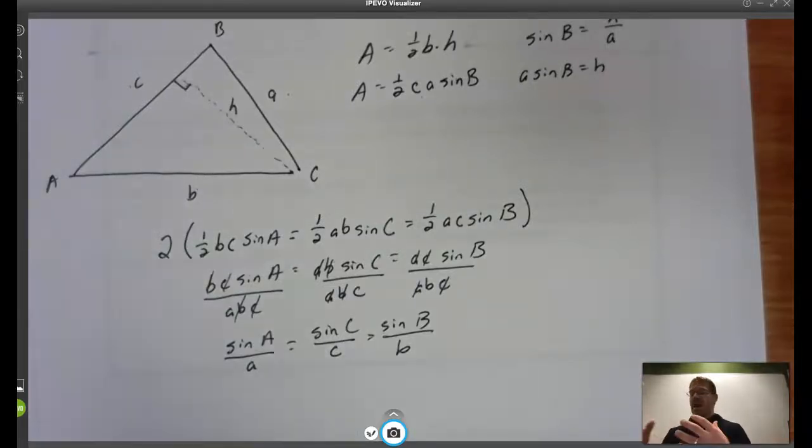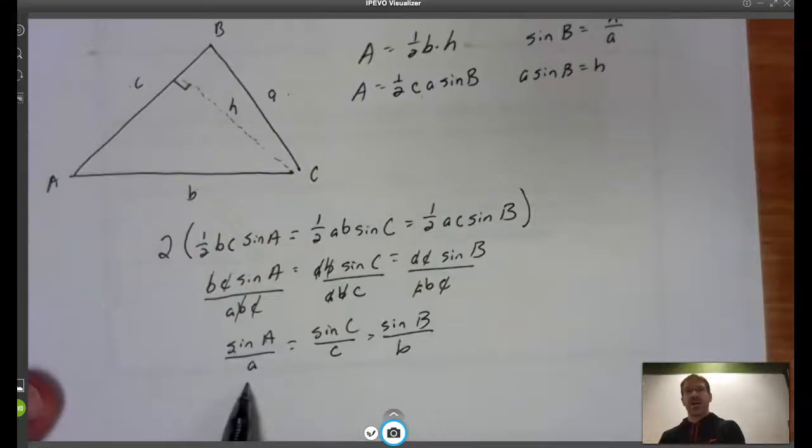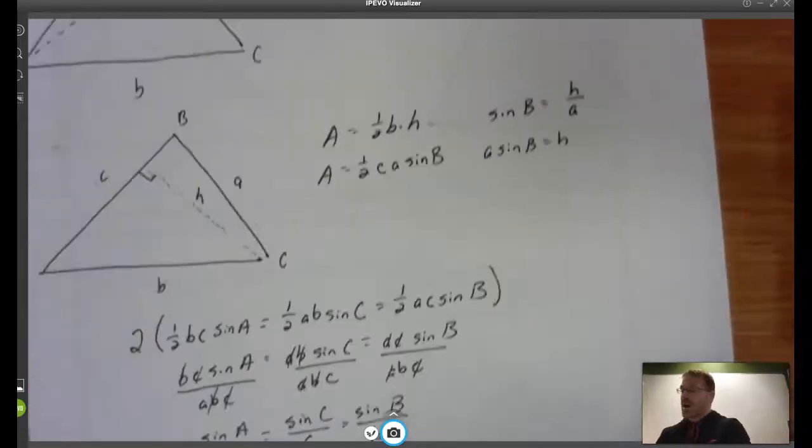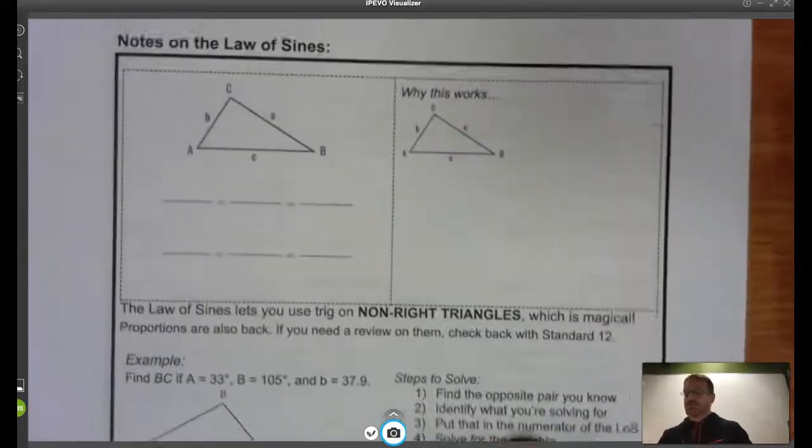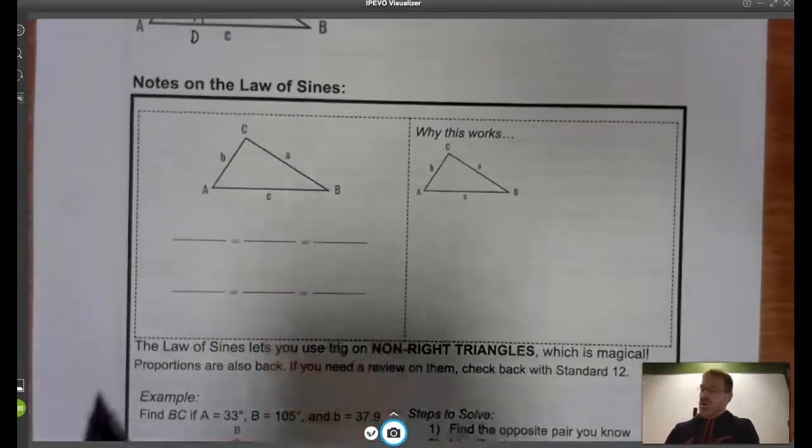And what this says is that I can create a ratio of the sine of an angle over its opposite side and set that equal to another ratio of the sine of an angle and the side opposite of that angle. So these are all big letters and these are all little letters. And remember, capital letters represent the angles, and little letters represent the side lengths. So that is our law of sines. Let's go back to our note sheet here, and so here's our law of sines.